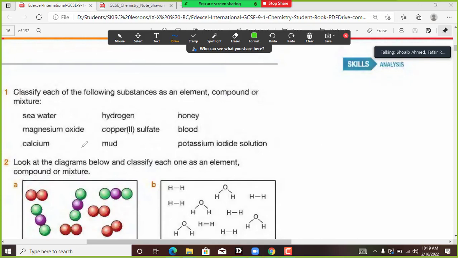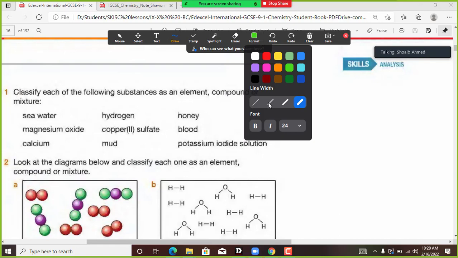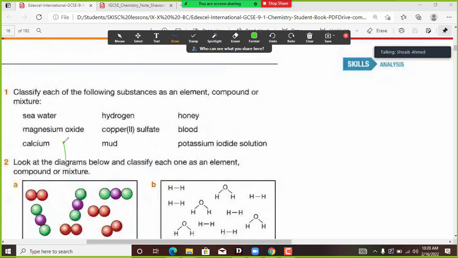Magnesium oxide is a compound. Magnesium oxide has magnesium and what else? Only magnesium and oxygen. So magnesium oxide is a compound.